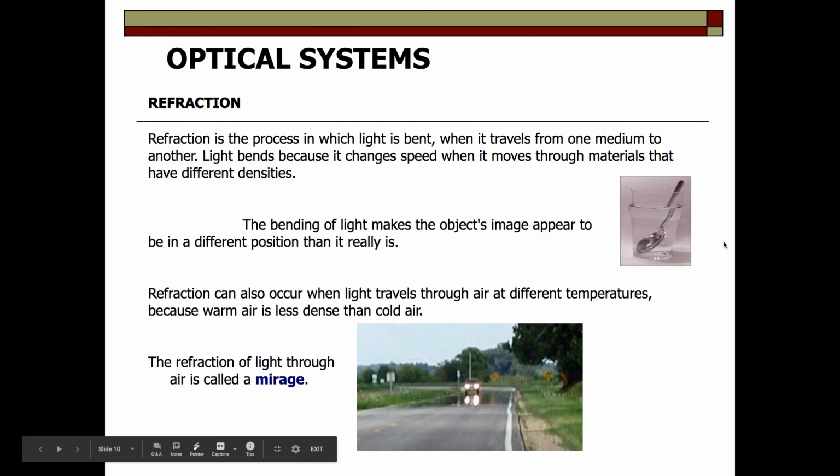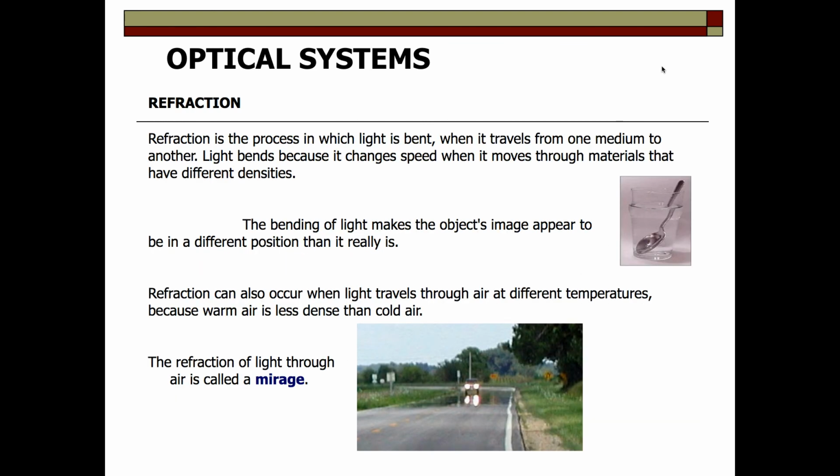Okay. So that brings us to refraction. It's basically this process where light is bent when it travels from one medium to another. So you can see this when light passes through air compared to water. And we see what looks to be a bending of the spoon here. And you can try this with plenty of objects. So it makes the object's image appear to be in a different position than it really is.